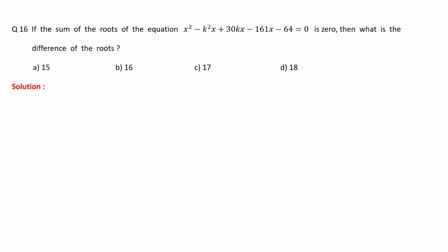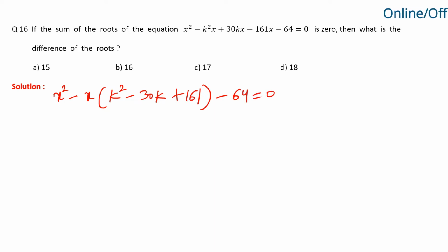Now students, this is a simple question on quadratic equations. The question says if the sum of the roots of the equation x² − k²x + 30kx − 161x − 64 = 0 is 0, then what is the difference of the roots? Now, if we rewrite this equation as x² − x(k² − 30k + 161) − 64 = 0.